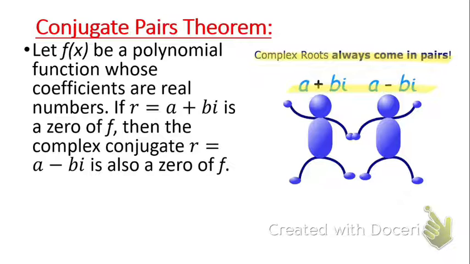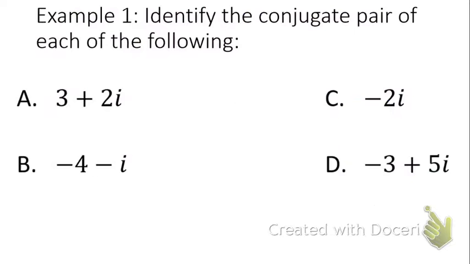Okay, so let's go ahead and copy down this example 1, and then we'll find the conjugate pair, because this represents one complex root, and we have to write the other one because they always come in pairs. So I'll give you a second to copy that down, and then we'll work through it.